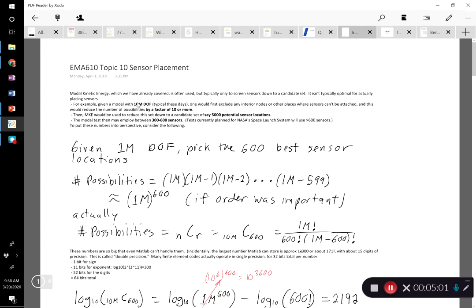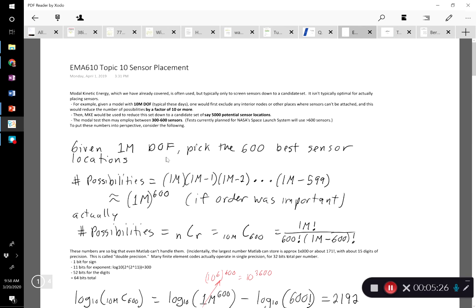So say we can take that 10 million degrees of freedom down to only 1 million. And we want to do a test with 600 sensors, which incidentally is the number of sensors that's being used on the Space Launch System tests that are being planned. So given we have 1 million possible locations, we want to pick the 600 best ones.